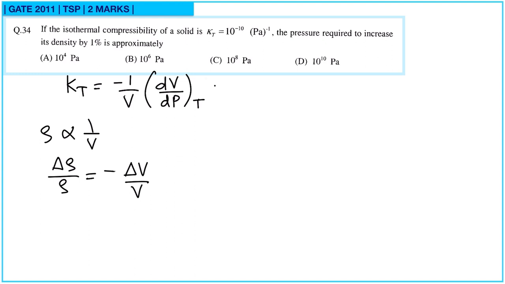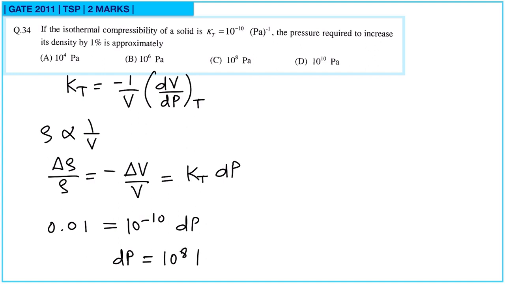But from here we can write Kt into delta P is minus dV by V. So this is equal to Kt into dP. And this is given, this is 1%, so 0.01. This is equal to Kt is 10 to the power minus 10 into dP. So from here dP is equal to 10 to the power 8 Pascal. So option C is correct.